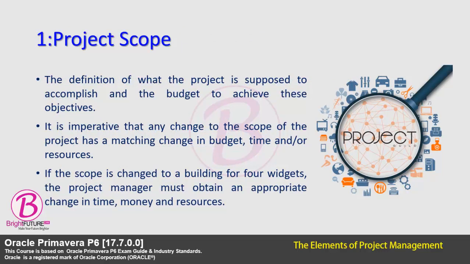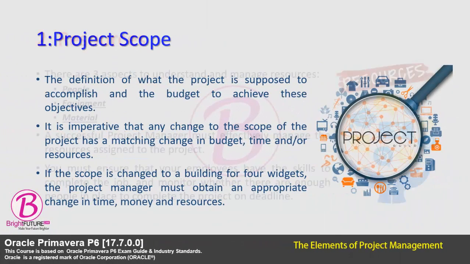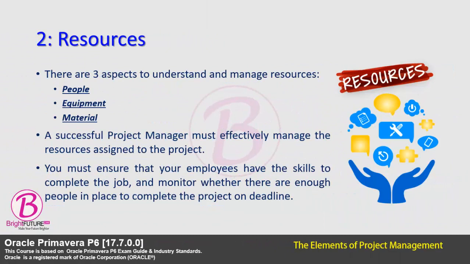The project scope is the definition of what the project is supposed to accomplish and the budget that has been created to achieve these objectives. It is imperative that any change to the scope of the project has a matching change in budget, time, or resources. Second one, resources. There are 3 aspects to understanding and managing resources: people, equipment, and material.